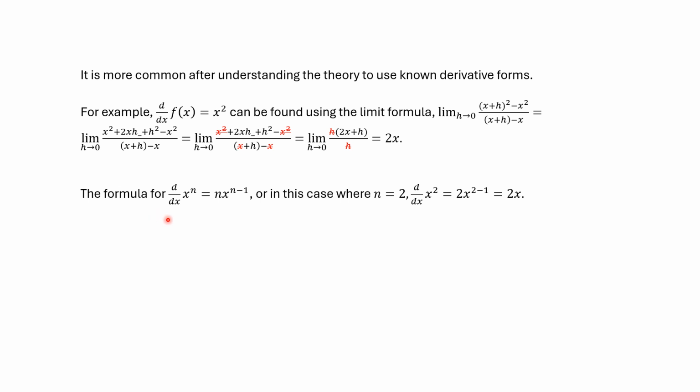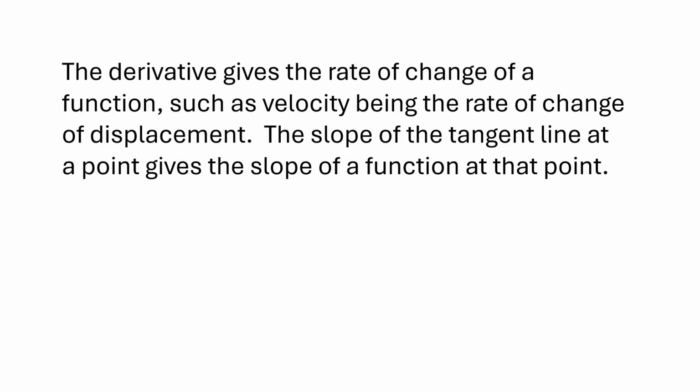The formula that we would use is the derivative with respect to x of x to the n is n x to the n minus 1. Well, in this case, when n equals 2, the derivative with respect to x of x squared is 2x, 2 times x to the 2 minus 1, or 2x to the first power. The derivative gives the rate of change of a function, such as velocity being the rate of change of displacement. The slope of the tangent line at a point gives the slope of the function at that point.